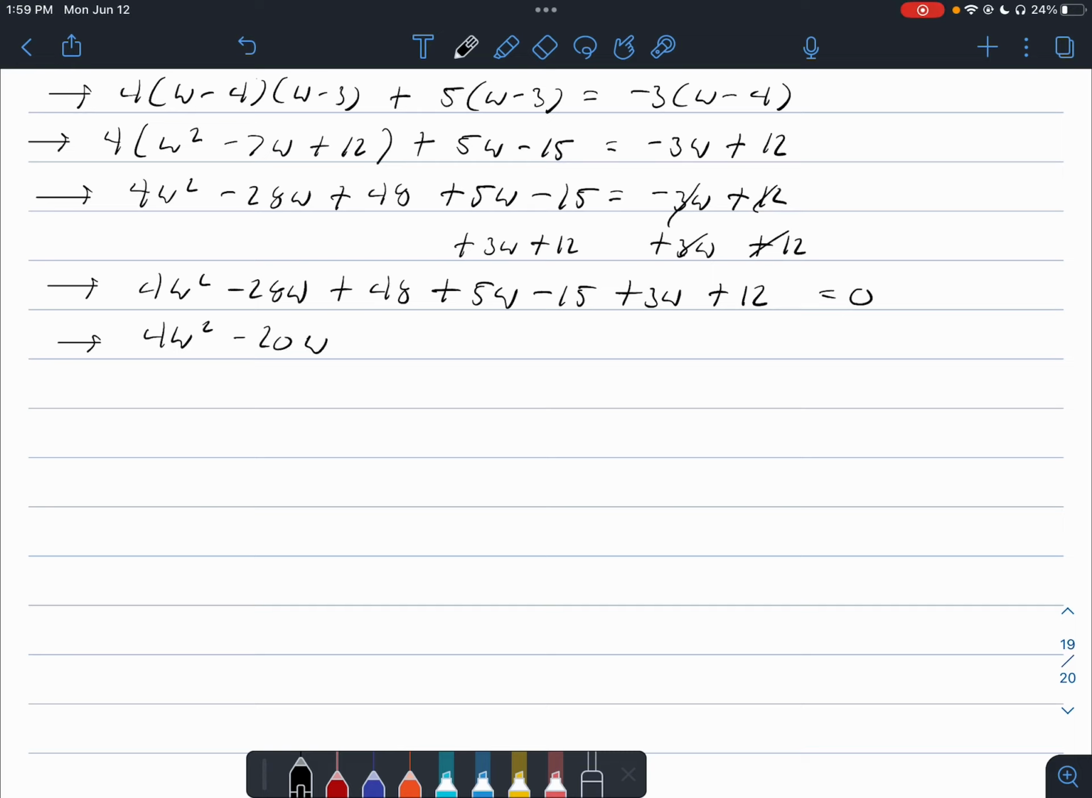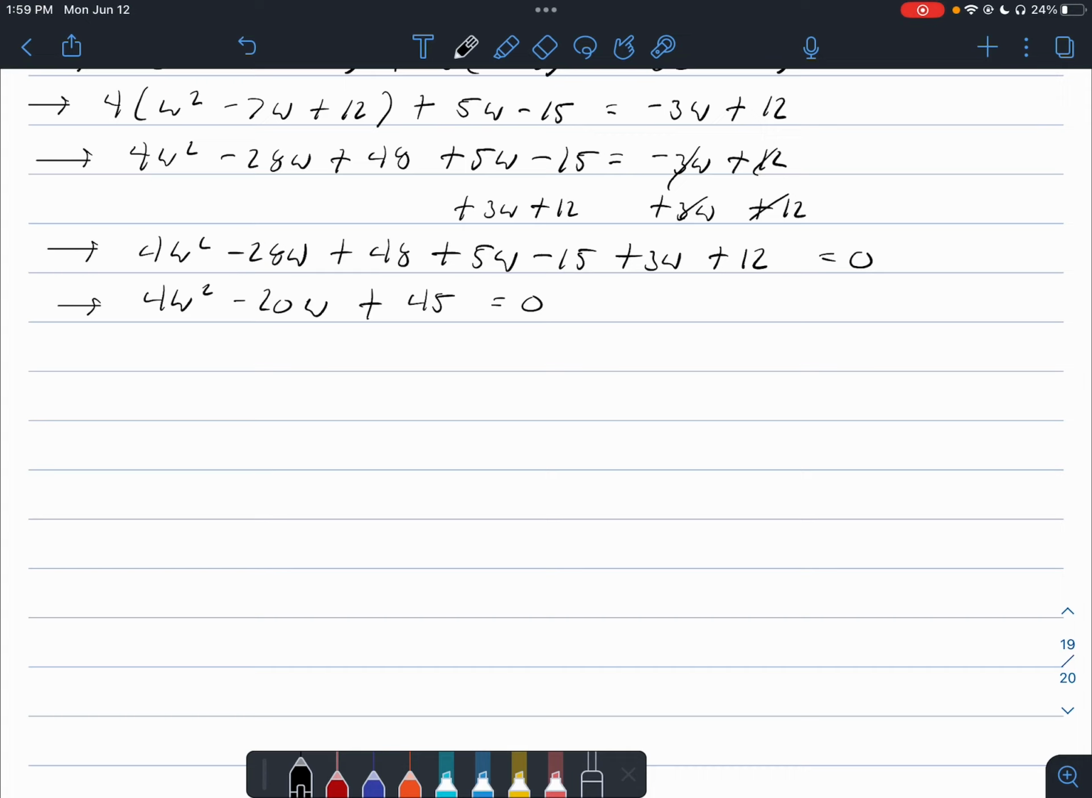I think that's it. Okay, and then we have 48, then we have minus 15, and then we have plus 12, and we'll end up with 45. And that should be equal to 0.